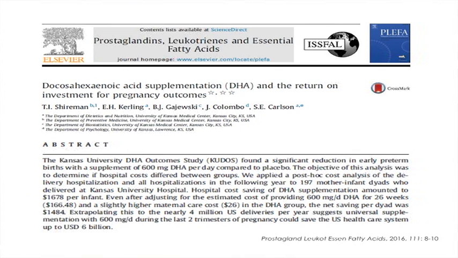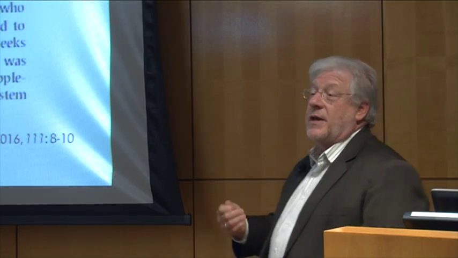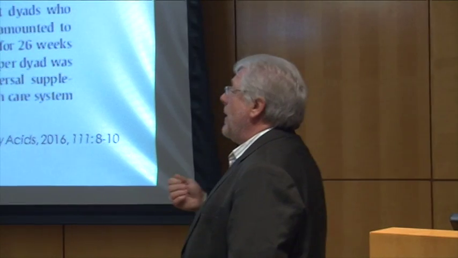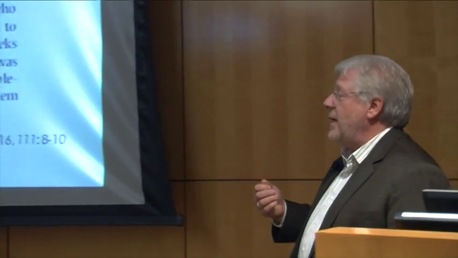Extrapolating this to nearly 4 million US deliveries per year suggests universal supplementation with 600 milligrams a day during the last 2 trimesters of pregnancy could save the US healthcare system up to $6 billion. And this is, again, based on just our sample, and it's an extrapolation that our statisticians say we can actually talk about. So this is a really striking outcome.